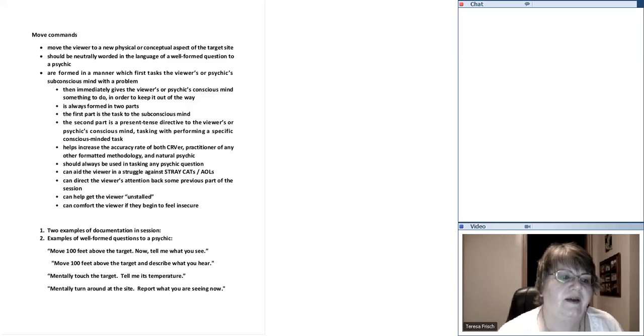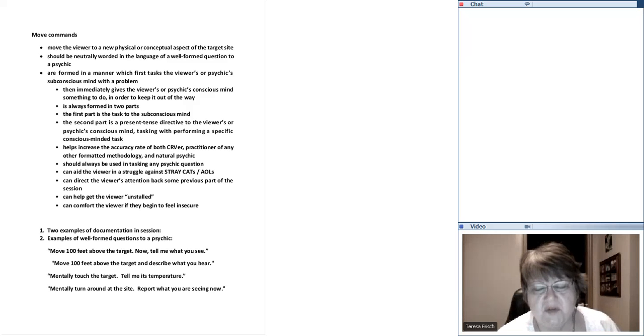All right, so some examples of move commands, and these need to be written in session so that the analyst or whoever's looking at your session, or you yourself later, know that you were looking at a specific part of that target and you moved to that part to describe it. So: move 100 feet above the target. Now tell me what you see. Move 100 feet above the target and describe what you hear. Mentally touch the target. Tell me its temperature. Mentally turn around at the site. Report what you are seeing now.